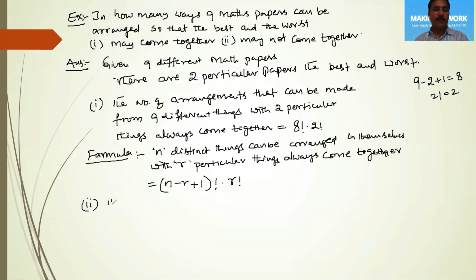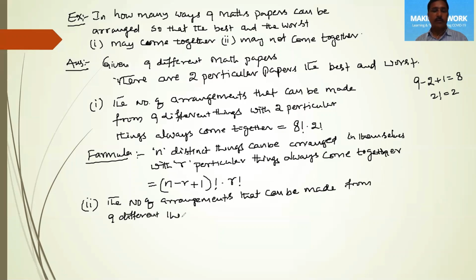the number of arrangements that can be made from 9 different things with 2 particular things do not come together.